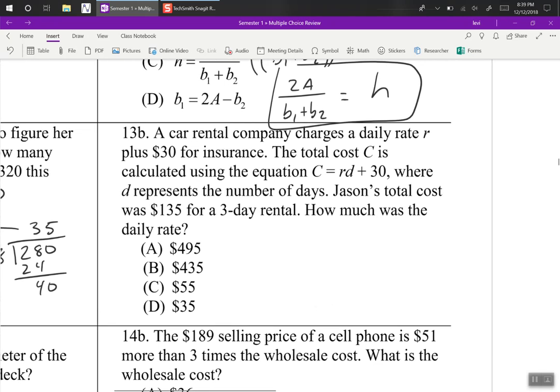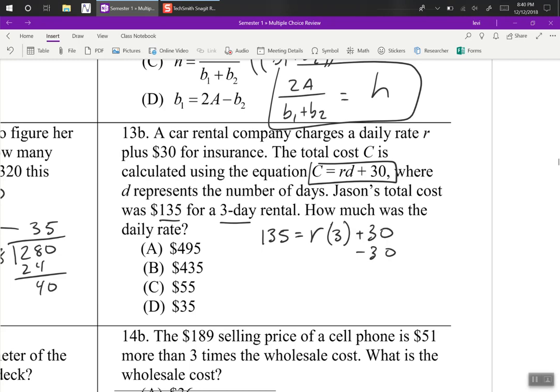13b, same thing. Here's the equation. A car rental company charges a daily rate R plus $30 for insurance. The total cost C is calculated using the equation C equals R D plus 30, where D represents the number of days. Jason's total cost was $135 for a 3-day rental. How much was the daily rate? So total cost 135, that's in for C. 135 equals R, our rate, that's what we want to figure out, R times how many days? 3 days. So R times 3 plus 30.